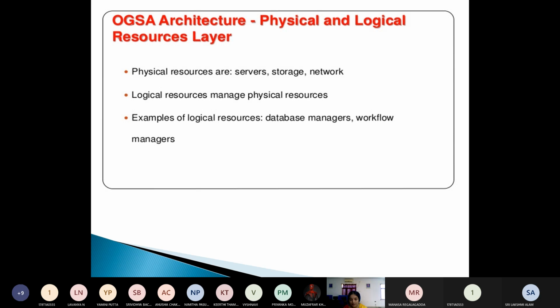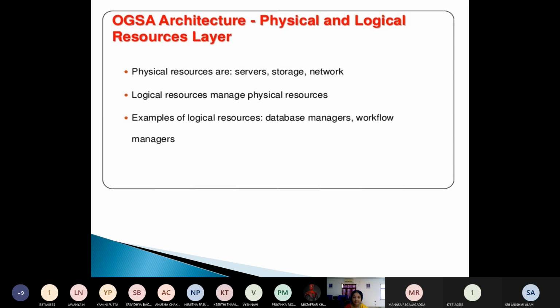The logical resources manage the physical resources. Both logical and physical resources are OGSA enabled resources. So in the first layer we have physical resources, which are servers, storage and networks, and logical resources, which are database managers and workflow managers. The logical resources manage the physical resources, and both are OGSA services. Next, we have the web service layer.